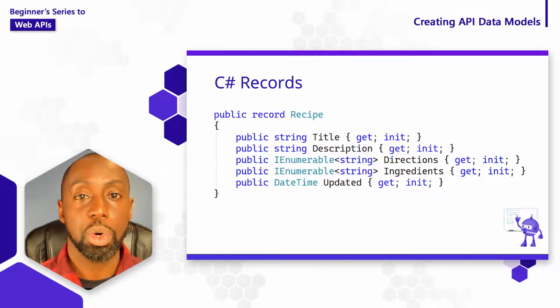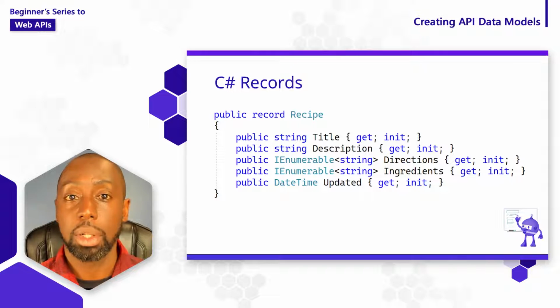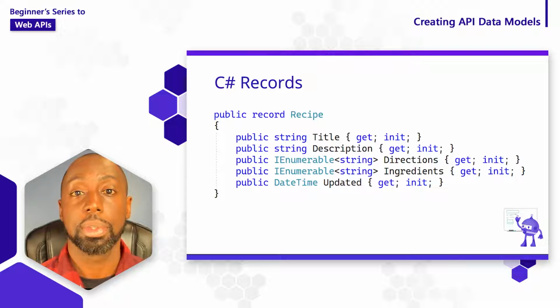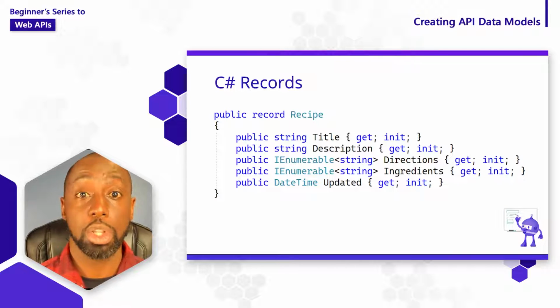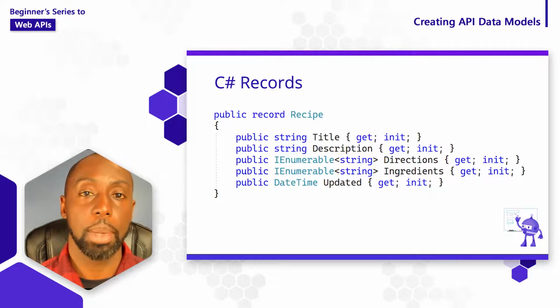If you take a look at the screen, you can see that I've started to define what a recipe record would look like. So I'll have things like the title, or the descriptions, or the ingredients. I even have a date time that represents when this actual record was created. Now, this isn't all there is to records, and I definitely recommend you head over to the docs to learn more about them. But for now, let's head over to Visual Studio and see how we can start working with records inside of our API.